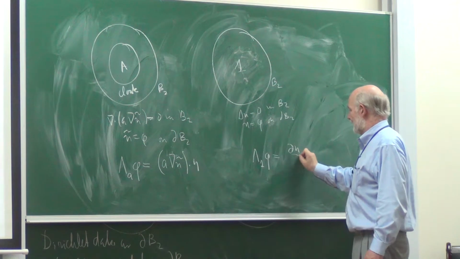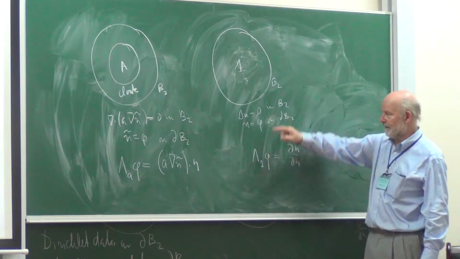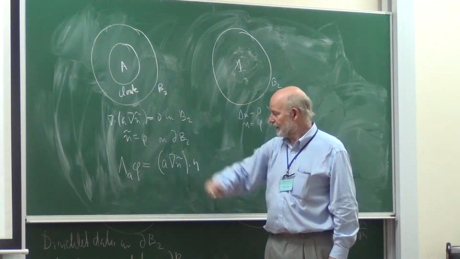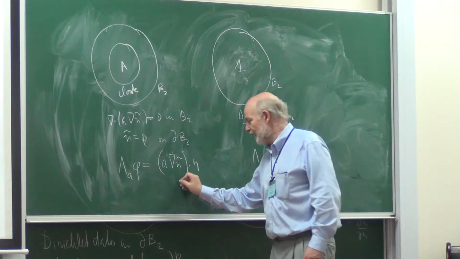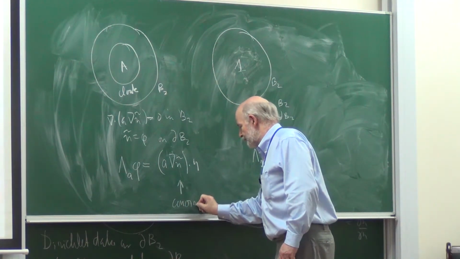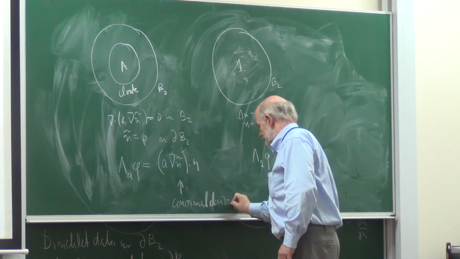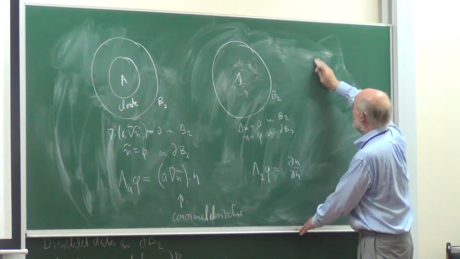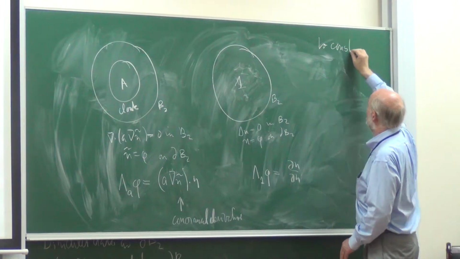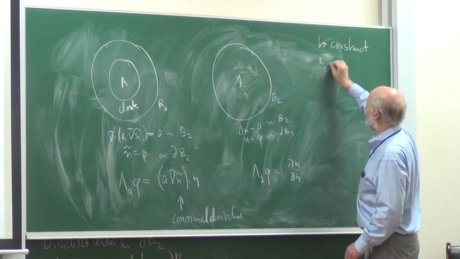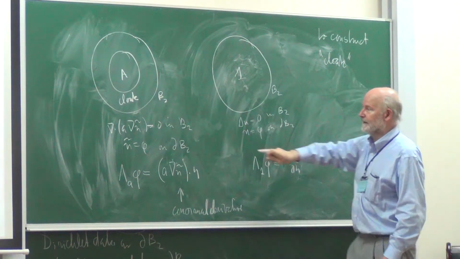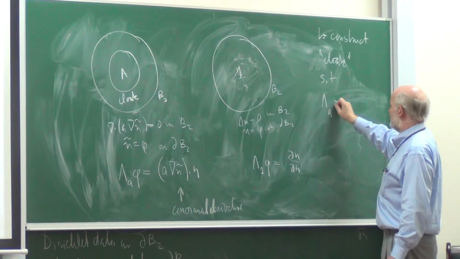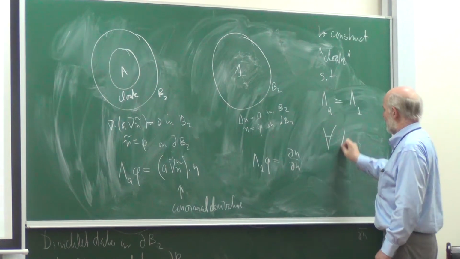And over here, I have lambda 1 of phi. This is equal to du/dn. That's the Dirichlet to Neumann data map that takes the Dirichlet data and maps it to the Neumann data. By Neumann data, I mean the conormal derivative. And I want to construct it in such a way, I want to construct what I call the cloak. That's this part here. Such that lambda A is equal to lambda 1 for all A.